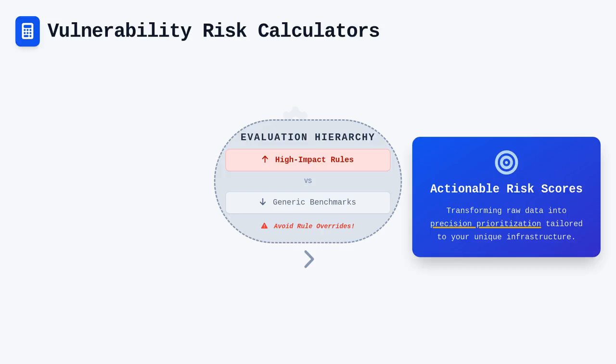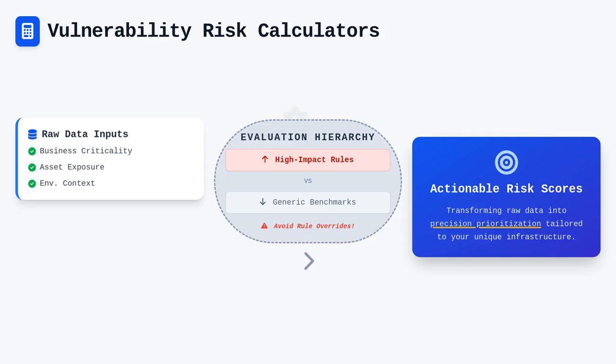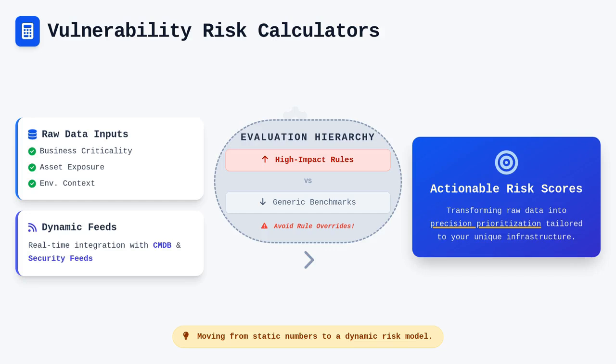Selecting the right criteria, such as business criticality, asset exposure, or environmental context, ensures that the resulting risk score aligns with the operational reality of your business units. This is not merely about setting a static number. It is about building a dynamic model that responds to the changing landscape of your CMDB and the shifting threat environment provided by your external security feeds.